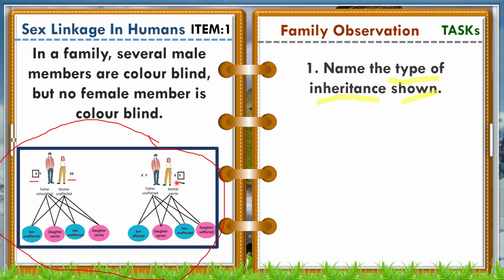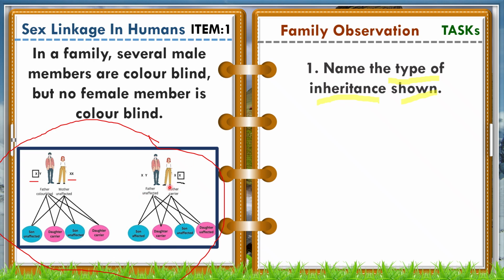Now here, for the boys, they get their X from the mother. So if a boy gets a normal X, without the color blindness gene, that boy is going to be unaffected. The boy who gets the X with the color blindness gene, that boy will be affected. So that is what is happening in these two scenarios.